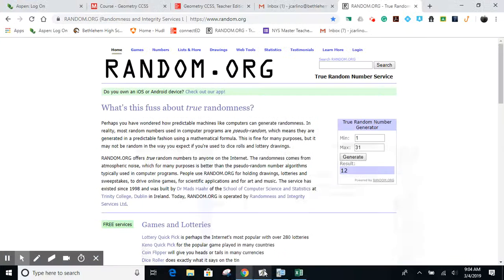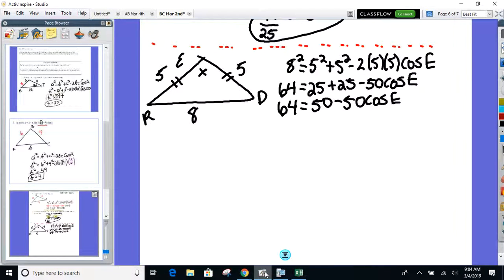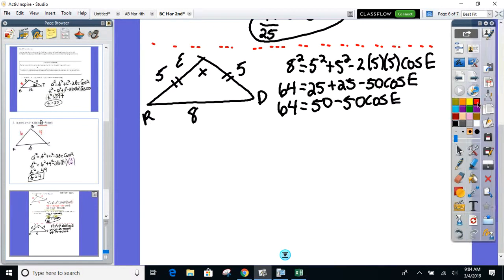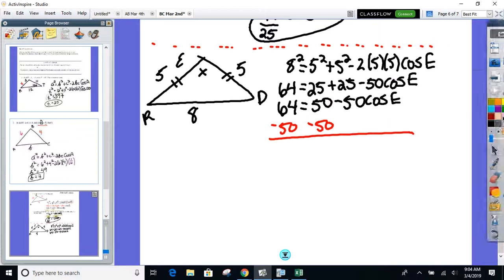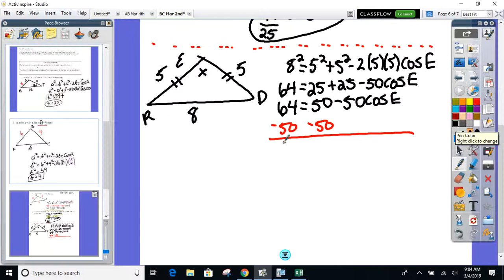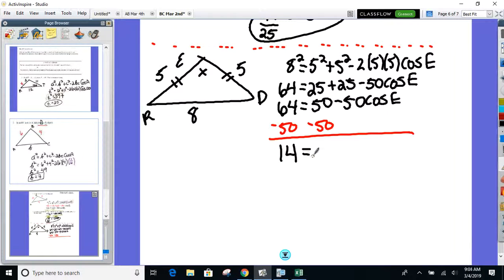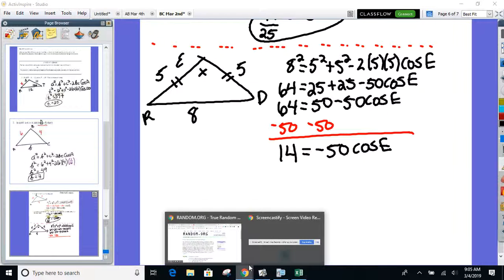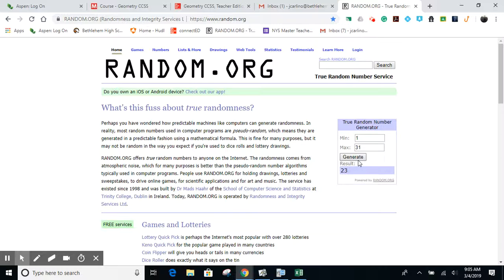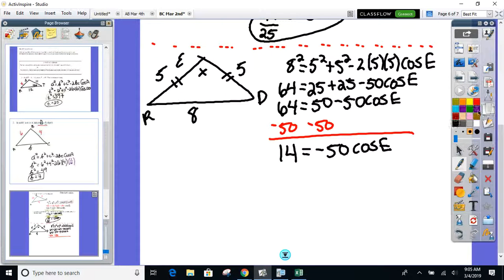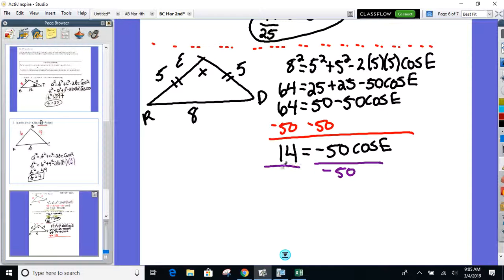How do I move? I just had a number up there, 12. How do I move that 50 over? Subtract it. Thank you. So we're looking at what here? 14 equals, be careful, another common mistake, don't drop the negative. Negative 50 cosine E. Go ahead, next step. 23, next step. Yep. Divide both sides by negative 50.